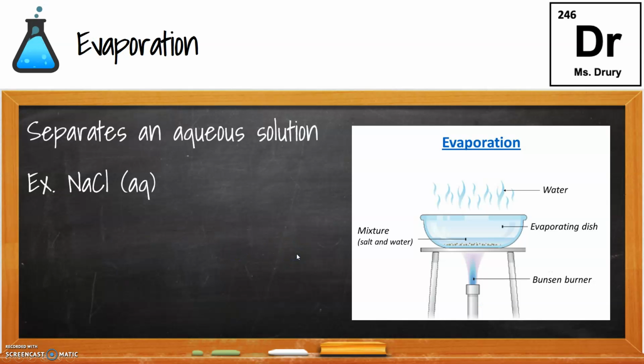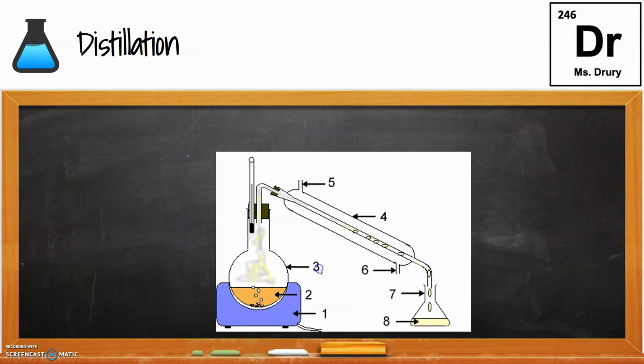Evaporation is when we separate an aqueous solution and we take the water off so that you're just left with the salt, or any other substance like sugar would work. So you'd have an evaporating dish, you'd heat it, and all the solid would stay at the bottom or come out of the solution, and then all the water would leave.